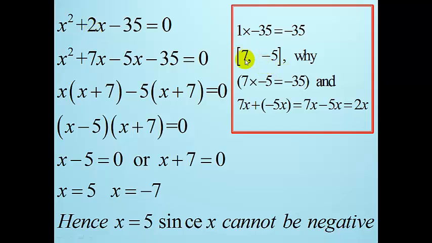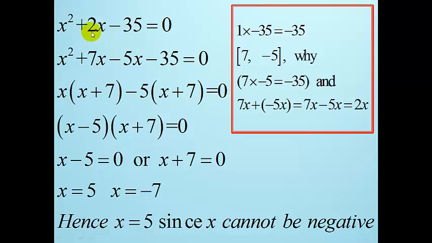Now, choosing 7 and minus 5. Why are we choosing 7 and minus 5? Because if you multiply 7 by minus 5, the answer is minus 35, which is equal to this. And when we add the two, that is 7x plus minus 5x, this is equal to 7x minus 5x, and the answer is 2x. And we are getting the same term here. So we search for two numbers: when you multiply, you get minus 35; when you add, you get the coefficient of x, that is 2.